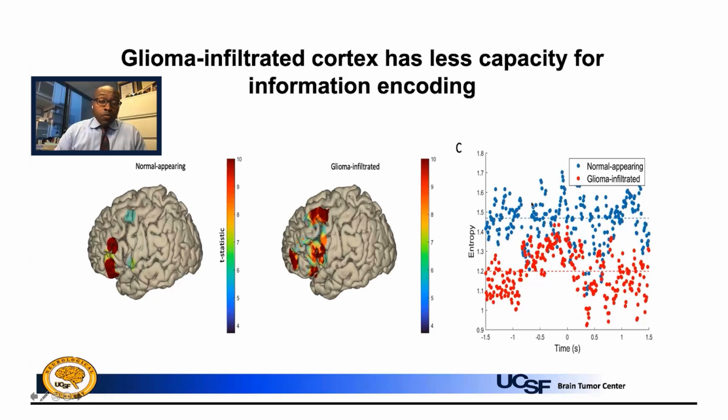brain. So if you look here, these blue dots represent normal regions, non-tumor regions of brain. The red dots represent tumor regions or glioma-infiltrated regions of brain. And you can see here, this plot is called an entropy plot. It's a way of measuring the amount of information that's encoded in the neurons in these areas of the brain. Put differently, you can see that the amount of information embedded within the tumor regions of brain is less, but not zero, where the amount of information encoded within normal regions of brain is much higher.